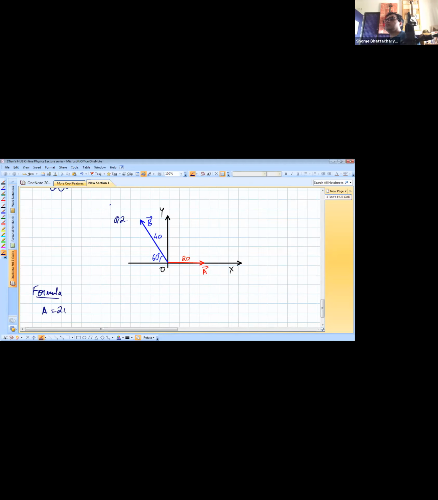Magnitude of A is 20, magnitude of B is 40. But see the angle between them, how much is that? That is in fact 120 degrees. So the angle between vectors A and B here is not 60. The angle between vectors A and B is this one. This is 120. So if you were, for example, applying the triangle law, you would have to draw the vectors A and B like this, back to back, where this would be the angle between A and B, which you can see from the figure is 120 degrees.